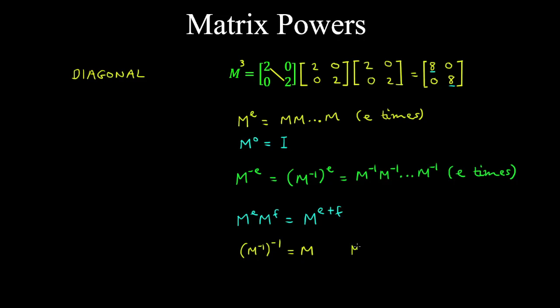And if we take the inverse of m to the power of the exponent, then that's the same thing as m to the minus e, which is the inverse to the power of e. And taking the inverse of a scalar multiplied by the matrix is the same as multiplying the reciprocal of the scalar by the inverse of the matrix.